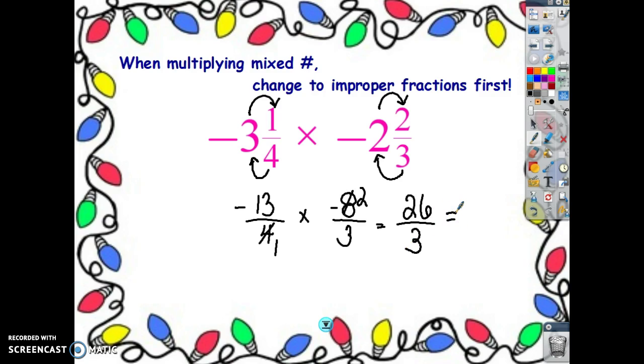Or we can notice that this is an improper fraction if you'd like to change it to mixed numbers. 3 goes into 26, 8 whole times. That makes 24, and then 2/3 left over. Okay, either of these work.